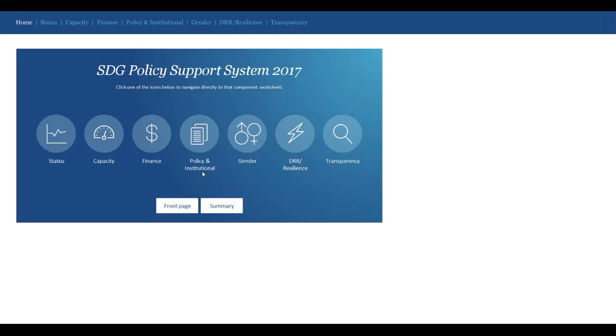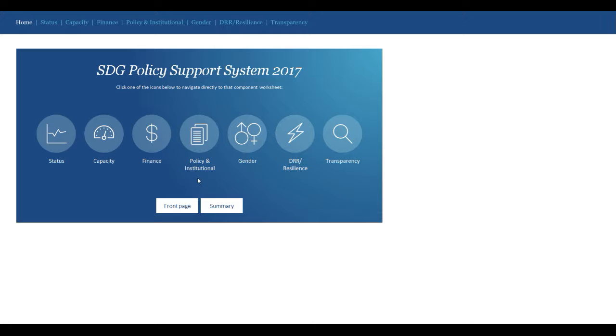Now, the way that the SDG PSS works is that we've identified these policy critical components, and we don't want to add a burden onto countries. That is, we don't want people to have to go out and start monitoring new things and collecting new data. Instead, these components will rely on existing tools.